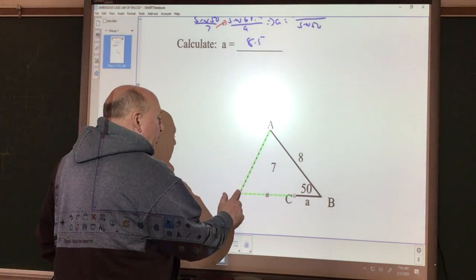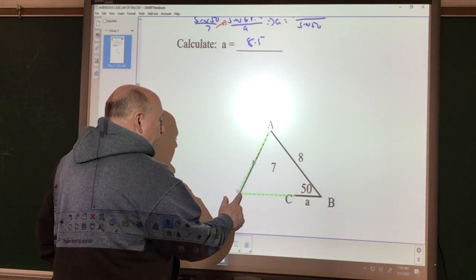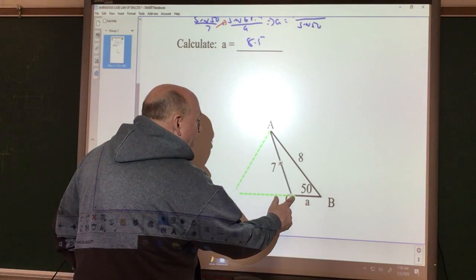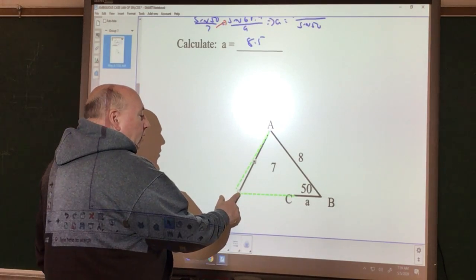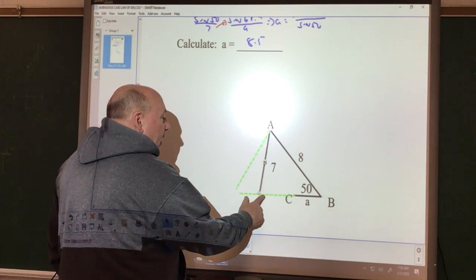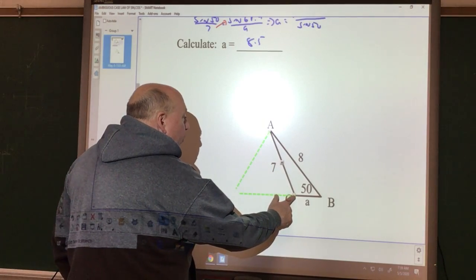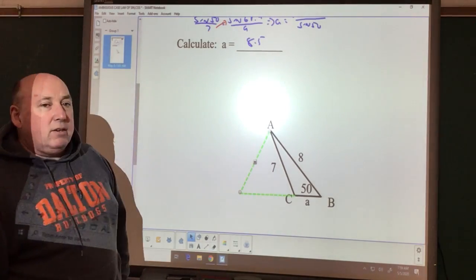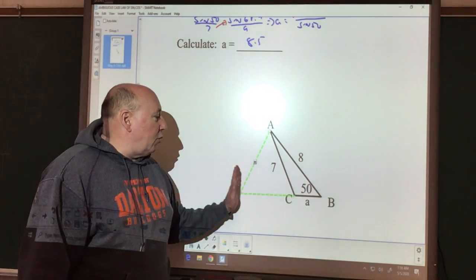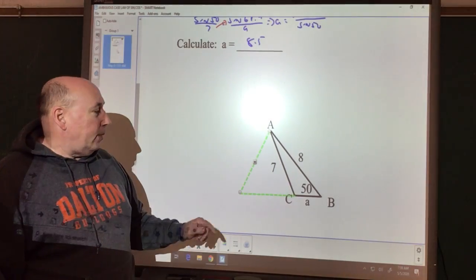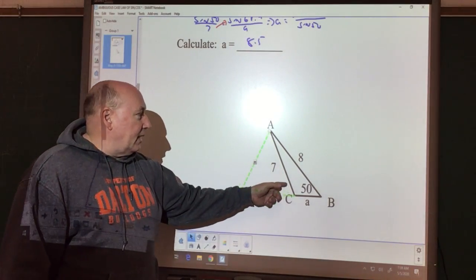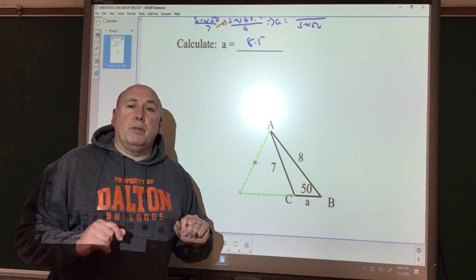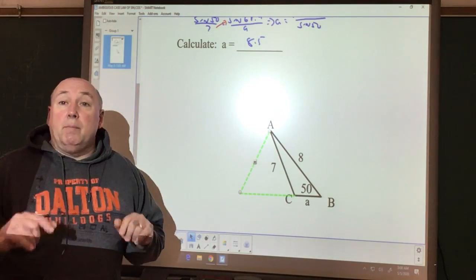What I'm going to attempt is to swing this arm, here is a length of 7, over and have the length of 7 there still. All I've done is create a nice isosceles triangle. This is length 7, this is length 7. So this is 7, this is still 8, I didn't mess with that, and this is still 50 degrees, I didn't mess with that.